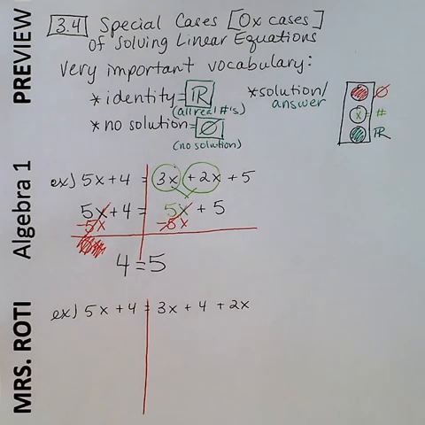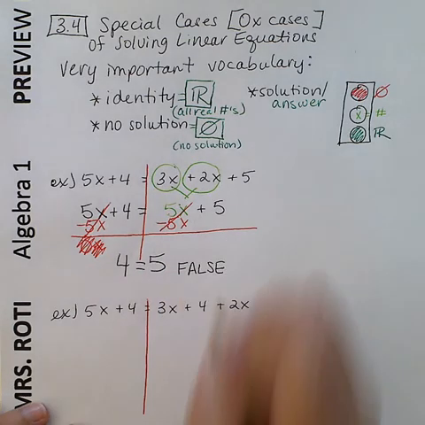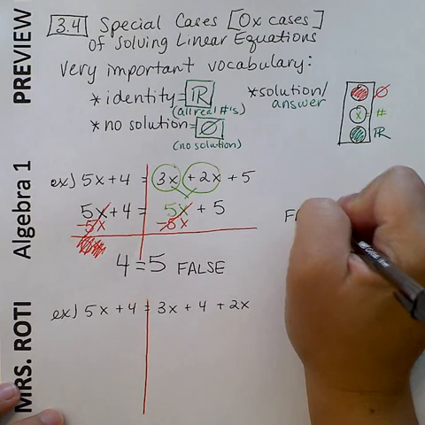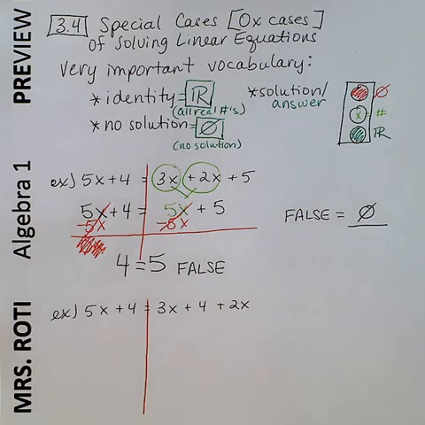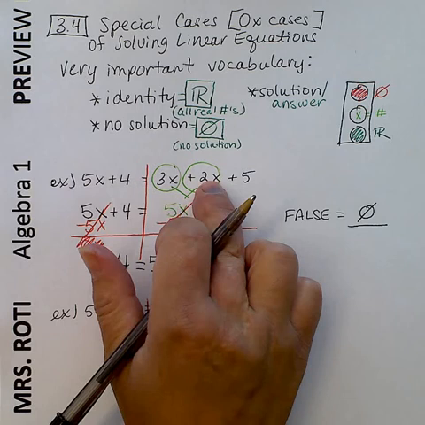And we all know that 4 does not equal 5. I could still subtract 4 from both sides, or I could even subtract 5 from both sides. But all those times, we are going to get a false statement. And whenever we get a false statement, our answer to the problem is going to be no solution. There is no number that you could plug back in for x and check that will make it a true statement.